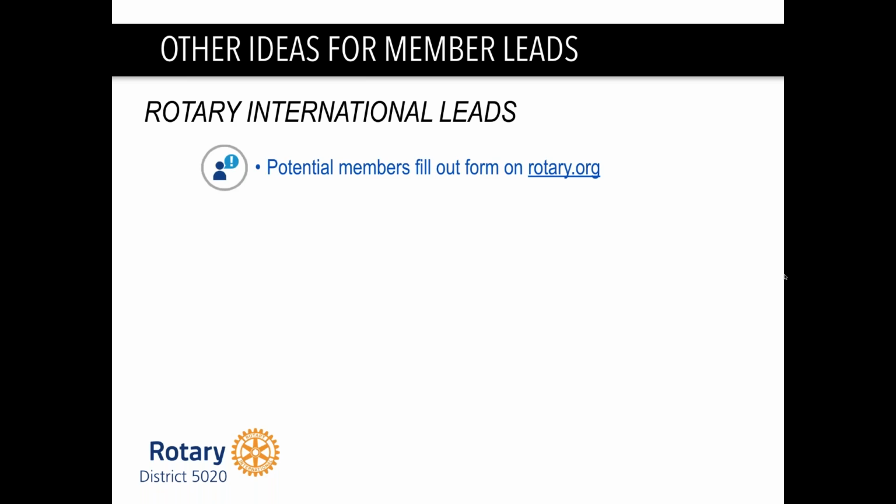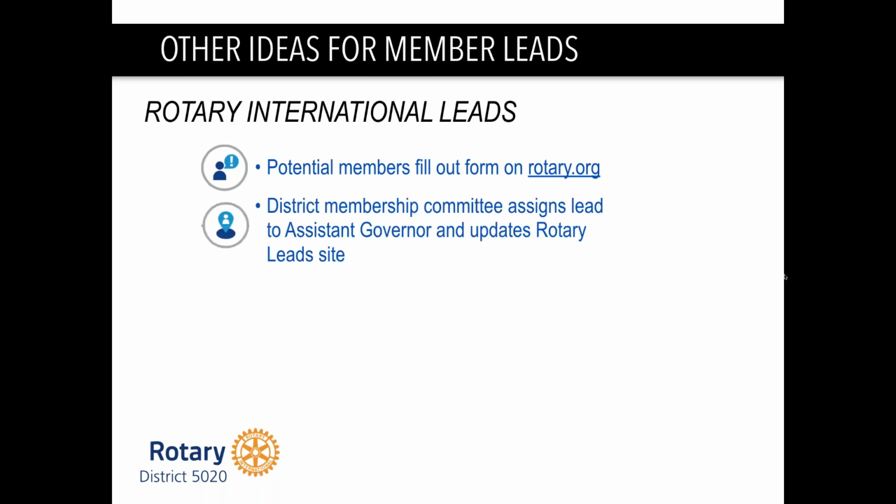So I'm going to go through how our district is handling the leads that come from RI. First, potential members fill out a form on Rotary.org. That is then vetted by Rotary International, and if they believe it's a legit lead, it's emailed to our district. The district membership committee assigns the lead to the assistant governor in the area that the lead matches up with. Our district is divided into 17 areas, and each area has its own assistant governor. When the lead is passed on, the district membership committee updates the Rotary International website to let RI know that the lead has been passed on to the AG.